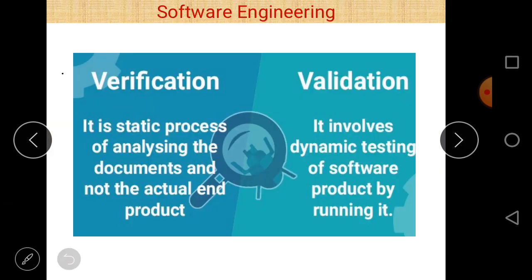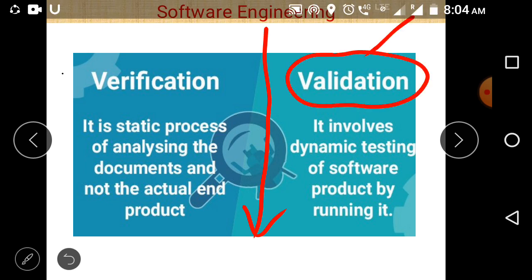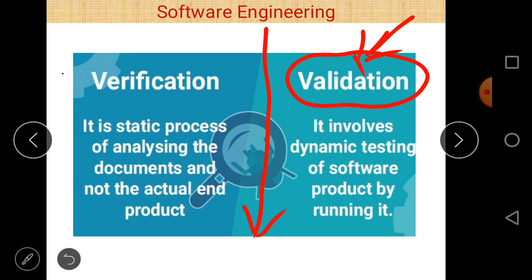And verification and validation is important, and maybe asked in an examination: what is the difference between verification and validation? Validation is basically related to testing or actual testing. Verification is a static process, and validation is a dynamic process or dynamic testing. Verification is a static process for analyzing the documents and not the actual end product. And validation involves the dynamic testing of the software product by running it.